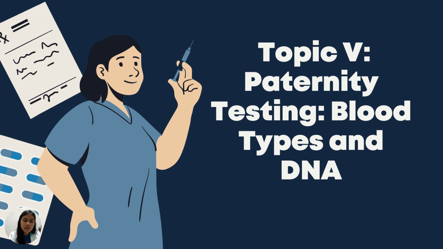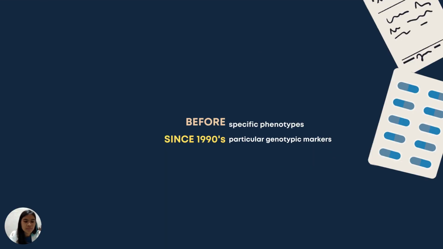We're still on the social uses of genetic discovery, and we're on topic 5, which is paternity testing using blood types and DNA. Before we start, let us look at the meaning of paternity testing. The other groups have already discussed paternity testing using the fingerprint. Now we are going to look at paternity testing using blood types and DNA.